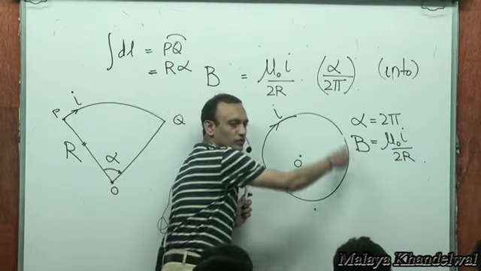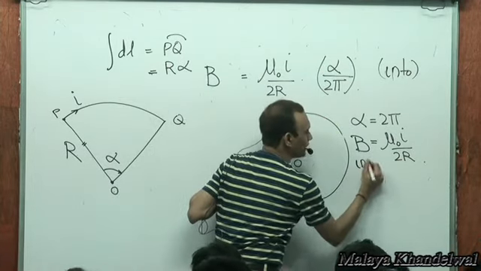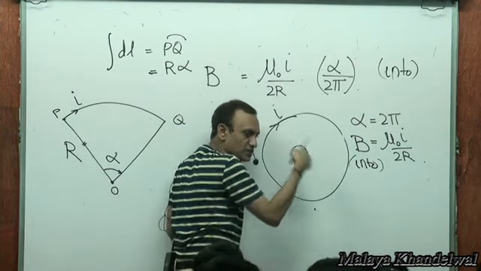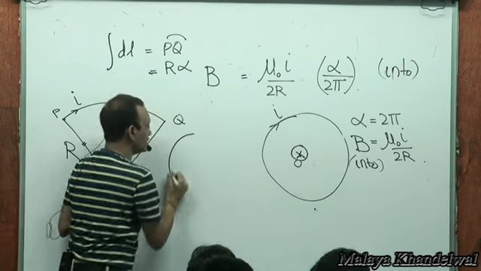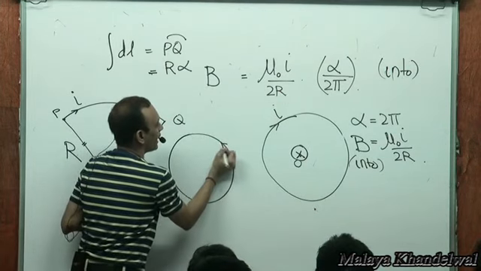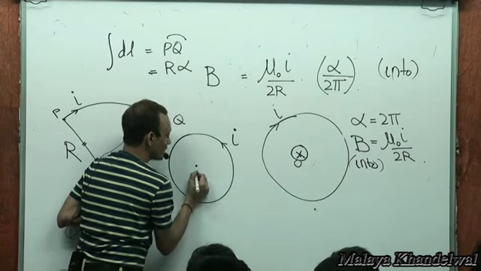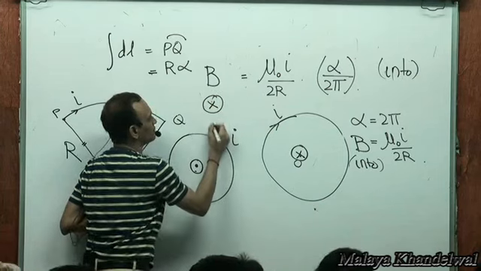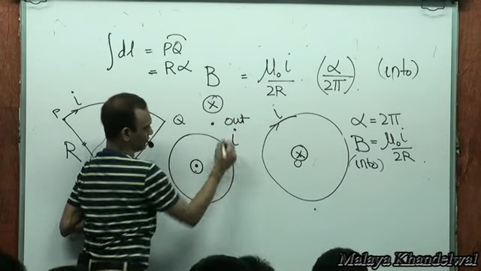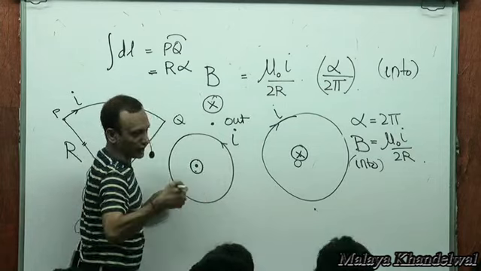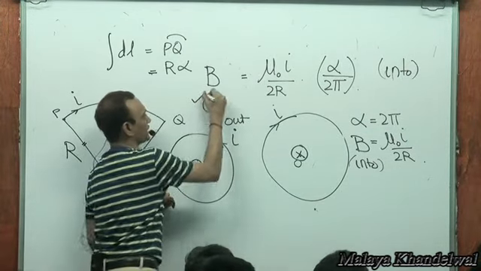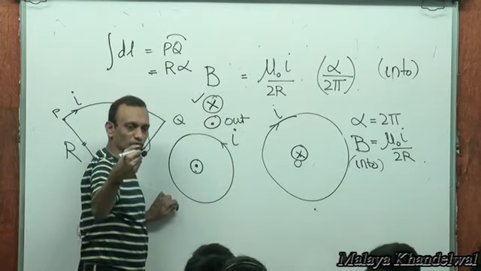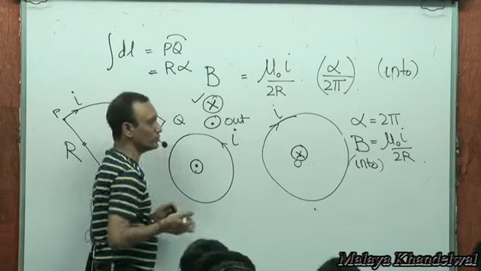So if the current were to be circulating like this, the field would be into the plane of the board. And if the current were to be circulating anti-clockwise like this, then the B at O would be out of the plane of the board. See, if this means into the plane of the board, this would mean out of the plane of the board. So it would be of magnitude mu naught I by 2r out of the plane of the board. So this is the convention. This would henceforth mean into the plane of the board. This would mean coming out of the plane of the board. That would be the convention that we would deploy.